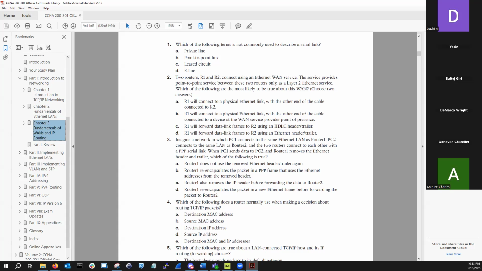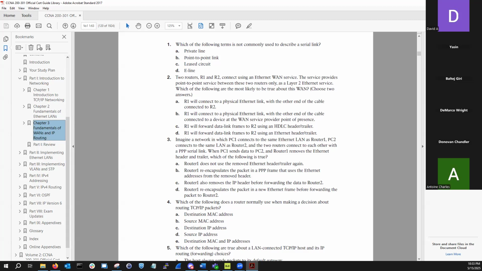Okay. Your equipment at one site will connect to the ISP equipment. The goal of the ISP is to extend your physical layer, so you won't connect directly to your other router. The goal of the layer 2 WAN Ethernet service is to extend your layer 1. So it's not A. Let's look at B. R1 will connect to a physical Ethernet link with the other end of the cable connected to a device at the WAN service provider point of presence. Yes, that is correct.